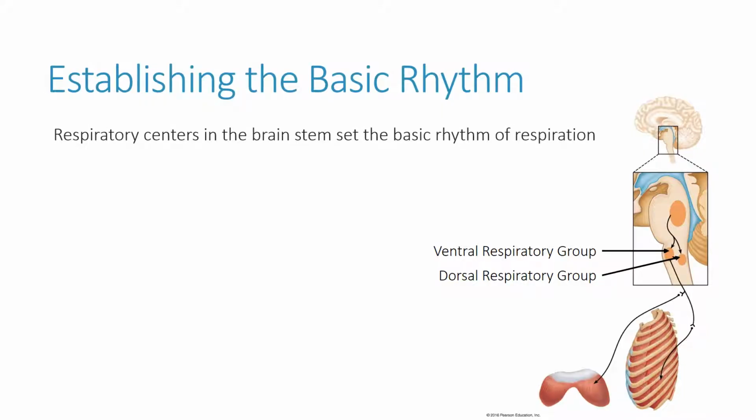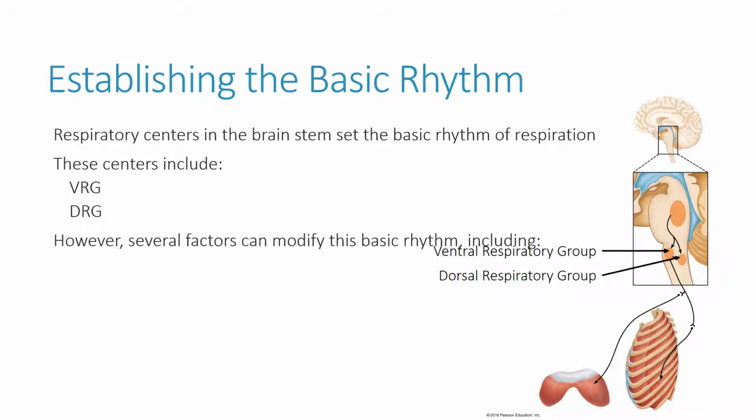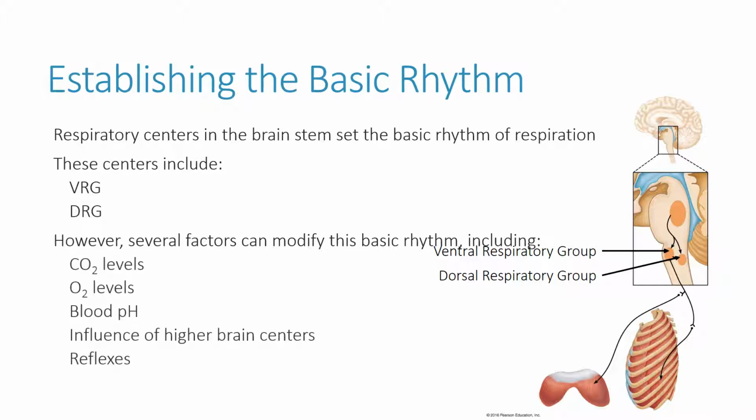As we mentioned in a previous video, respiratory centers in the brainstem, especially in the medulla, are responsible for setting the basic rhythm of respiration. These centers include the ventral respiratory group and the dorsal respiratory group. However, several factors can modify this basic rhythm, including partial pressures of carbon dioxide, partial pressures of oxygen, blood pH, the influence of higher brain centers like the cerebral cortex and the hypothalamus, as well as reflexes.